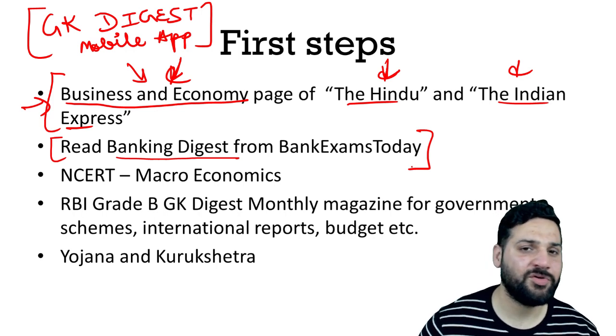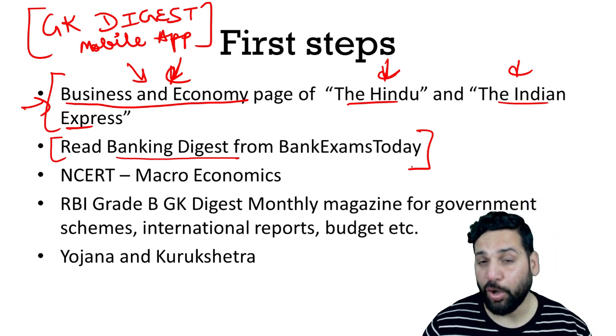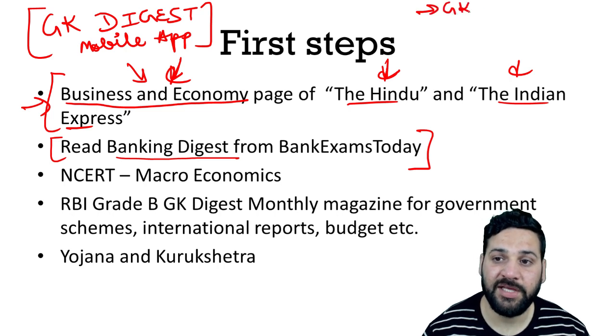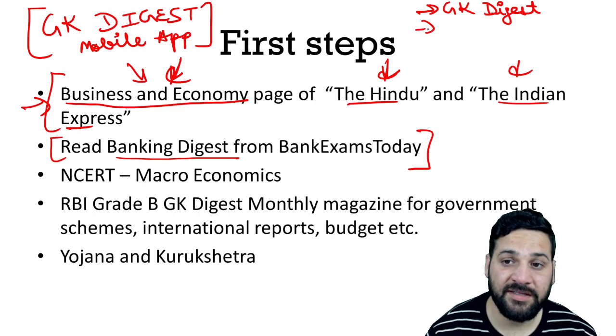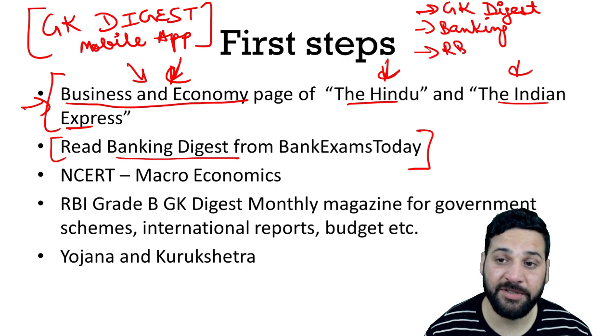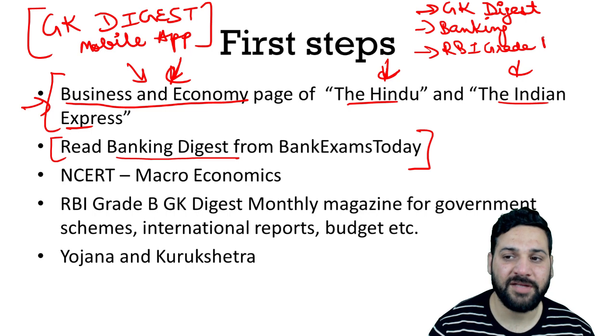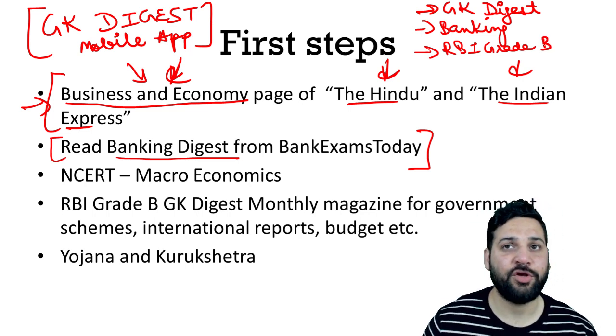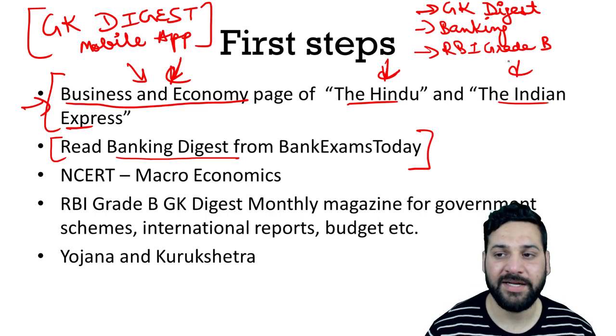On Bank Exams Today, every month we release a lot of digests. There is a monthly normal GK digest, in which we analyze current affairs. Then there is a banking digest that we release every week and every month. Then there is an RBI Grade B GK digest, in which we analyze RBI circulars, government schemes, international reports, the economic survey, and the union budget. We do all that analysis.